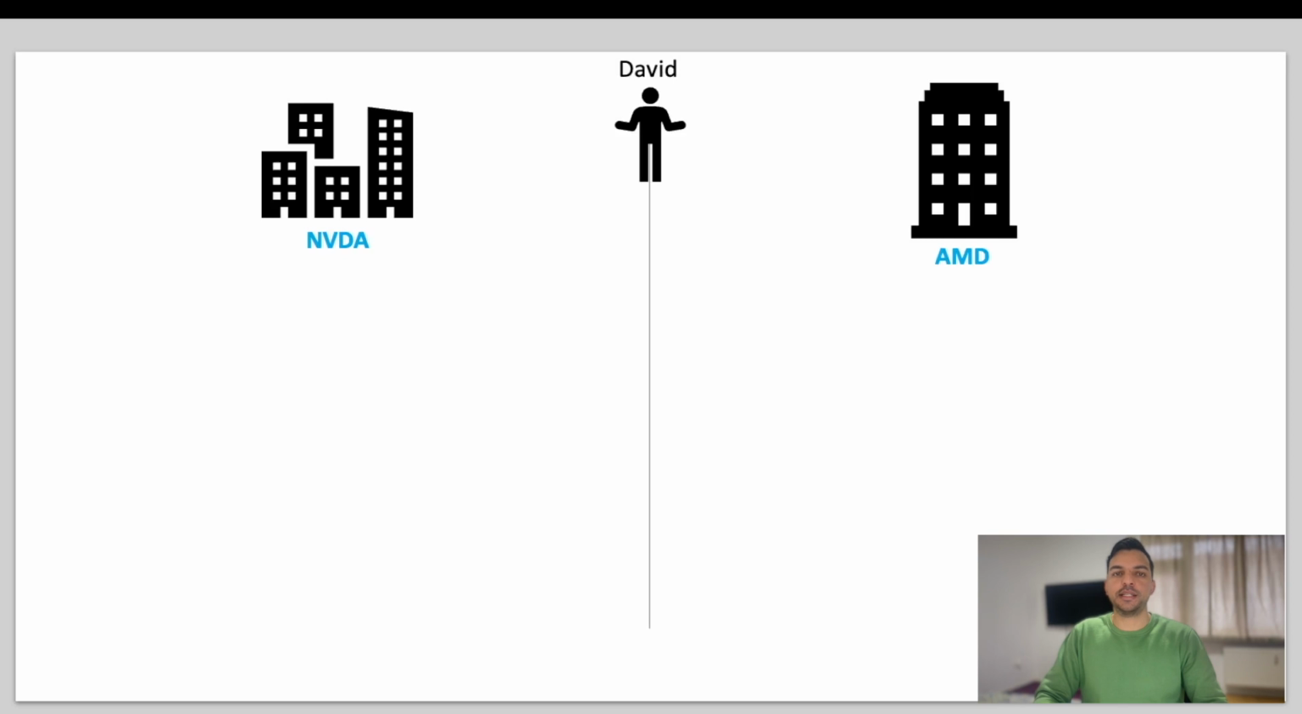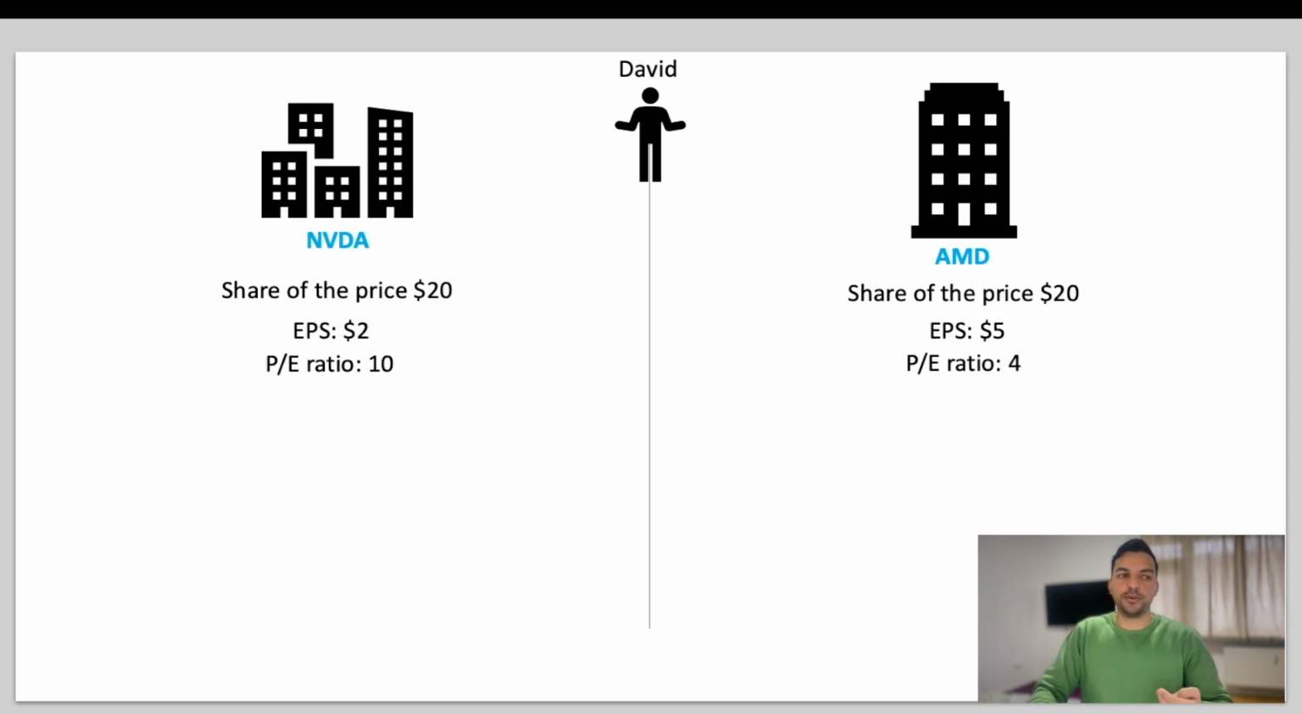Both companies have the same price, let's say $20, but the EPS of Nvidia is $2 and the EPS of AMD is $5. So the PE ratio would be 10 for Nvidia, as you divide 20 by 2, and the PE ratio of AMD would be 4, as you divide $20 by $5. Which gives you a 10 to 1 ratio for Nvidia and a 4 to 1 ratio for AMD.